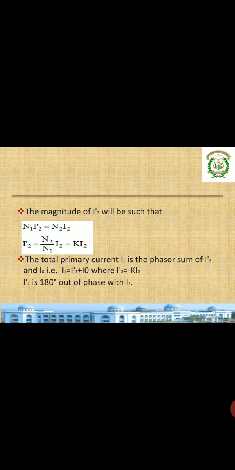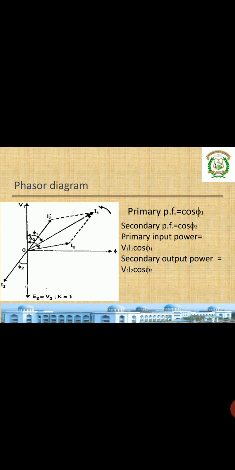So the total primary current I1 is the phasor sum of I2 dash and I0, or we can write I1 is equal to I2 dash plus I0, where I2 dash is nothing but minus KI2. The minus is the symbol that it is 180 degrees out of phase with I2. So this is the phasor diagram, where we can see V1 is the applied voltage, flux is having a 90 degree lag with it, and E2 and V2 are having a 180 degree phase difference with V1. So I0 is lagging V1.